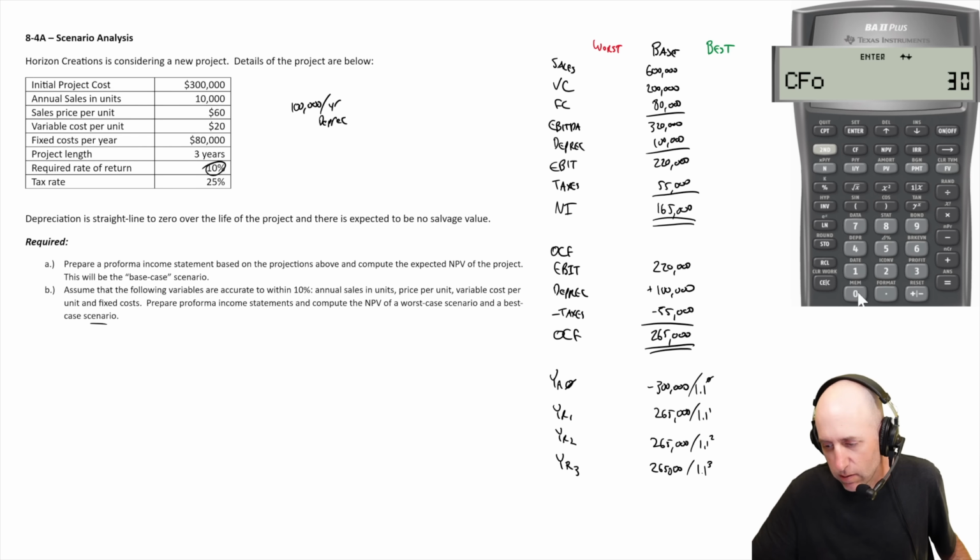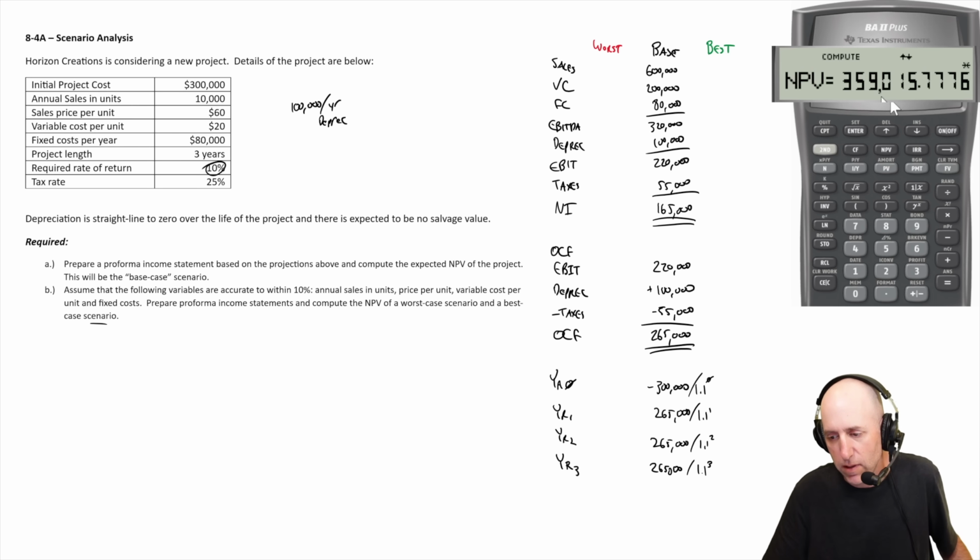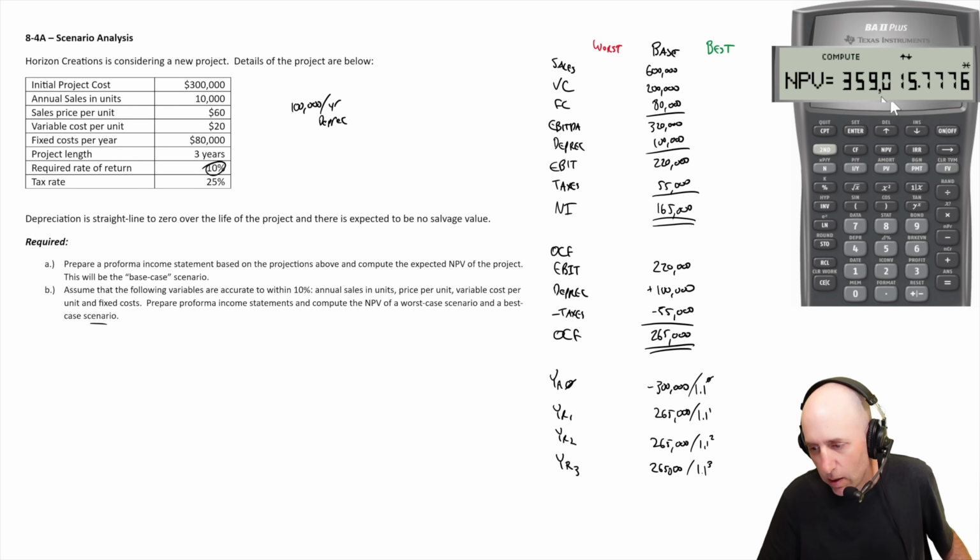CF 300,000 negative, enter, down arrow. Cash flow at time 1, 265 positive, enter, down arrow. How many times did that occur? 3 times, enter. That's it. I hit NPV, 10% discount rate, down arrow. I hit compute on NPV, 359,016.